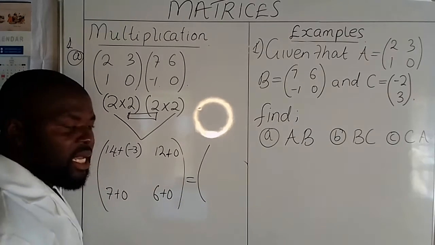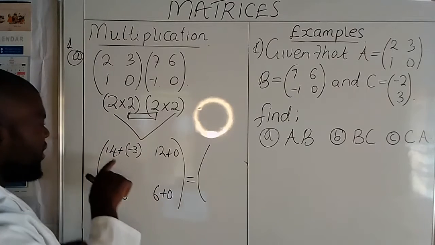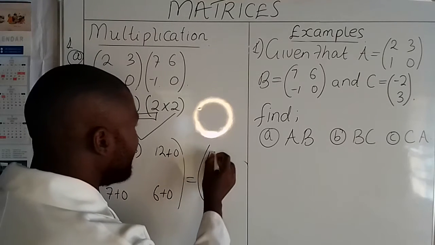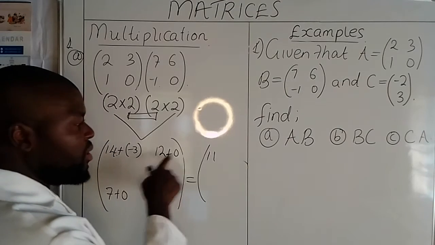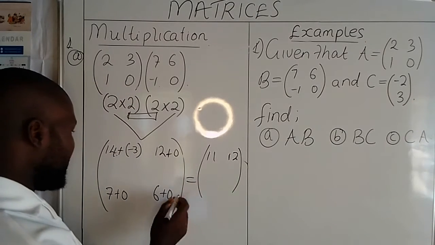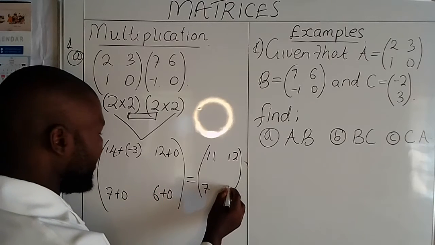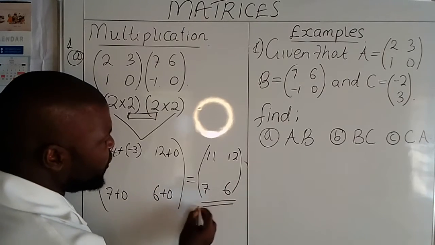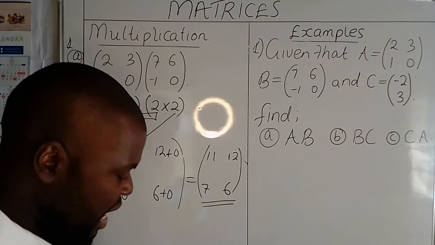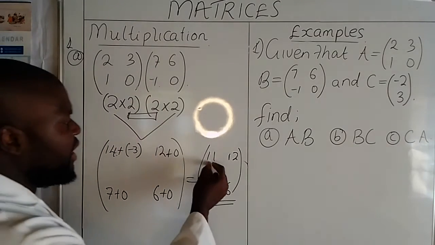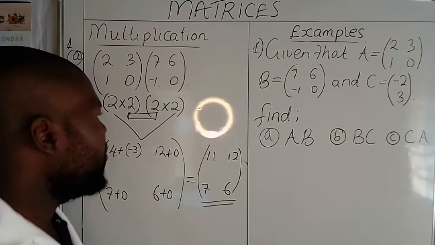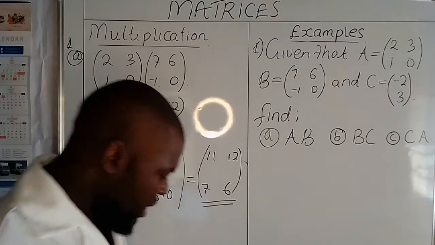So finally, our matrix will be, this one is 14 minus 3, which gives us 11. This one gives us 12, this one gives us 7, and finally this one we are getting a 6. So matrix AB, multiplying matrices A and B, gives us 11, 12, 7, and 6, which is another 2 by 2. Okay, let's look at the other one now.